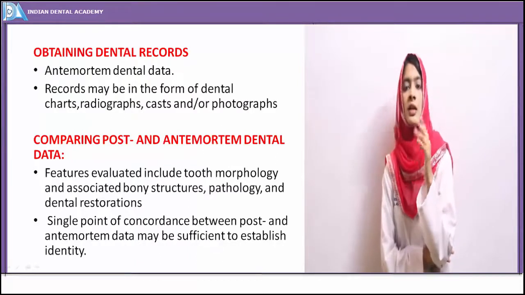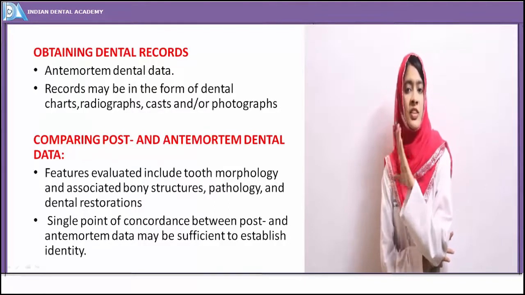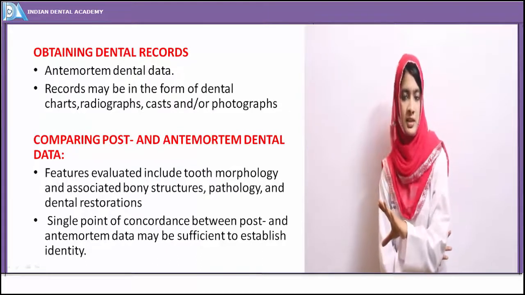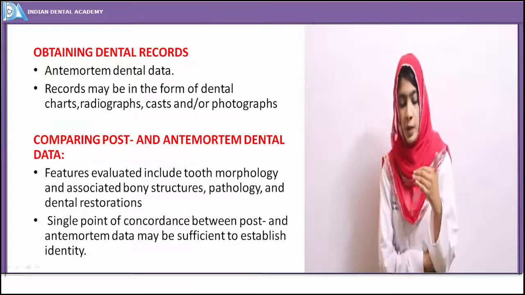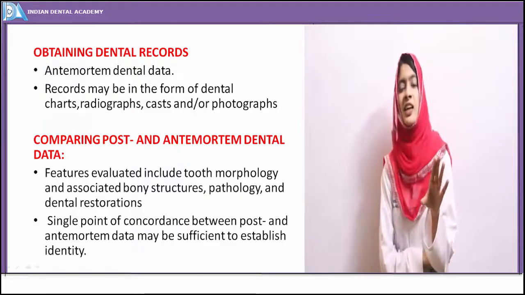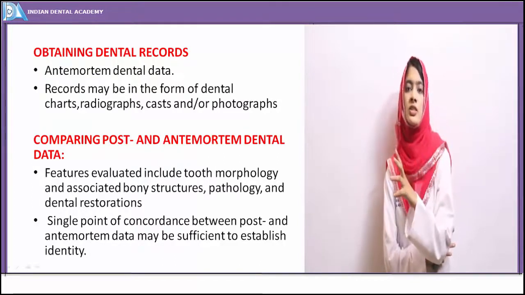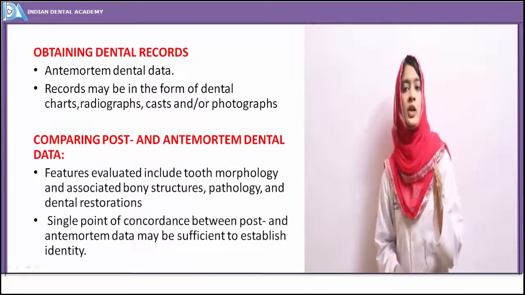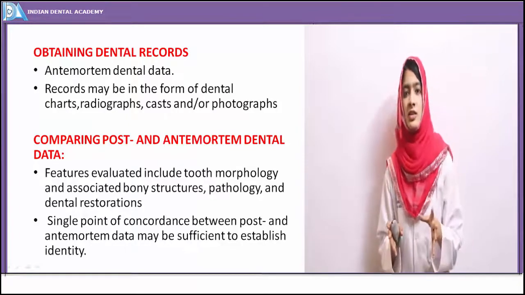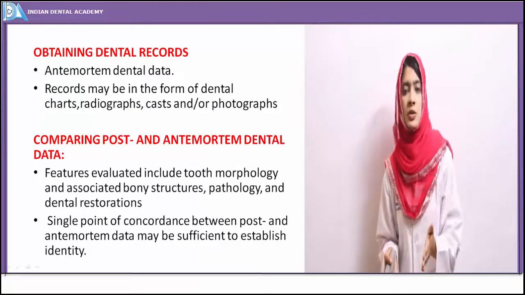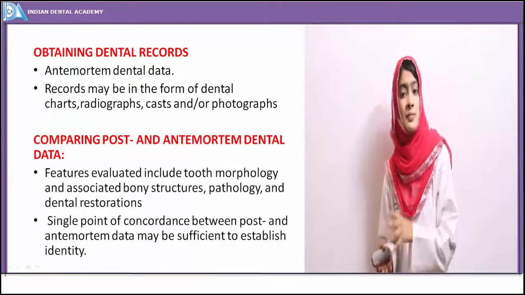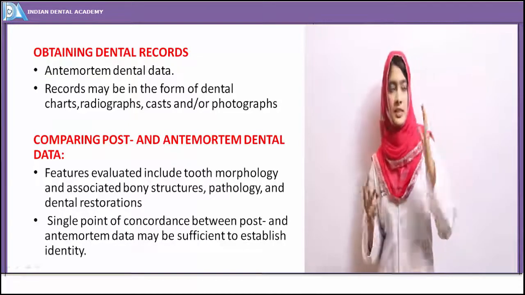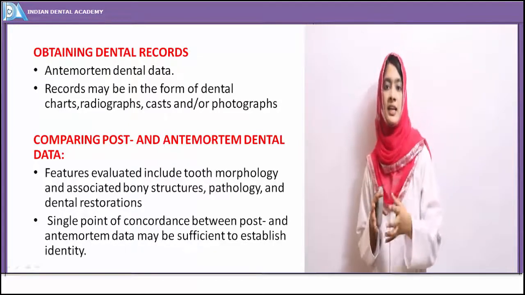Another example is that there is a filling in the right maxillary molar. The ante-mortem data shows the filling in the right maxillary molar. But when you examine the post-mortem data, there is no filling in the right maxillary molar. The tooth is intact. So that gives a mismatch report. So the ante-mortem and post-mortem data have no correlation. Previously, the filling was present in the ante-mortem data and it has just disappeared in the post-mortem data. It means that the individual is not the same. So this is the concept behind comparative dental identification.